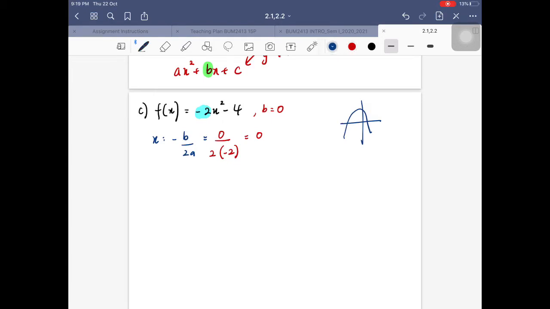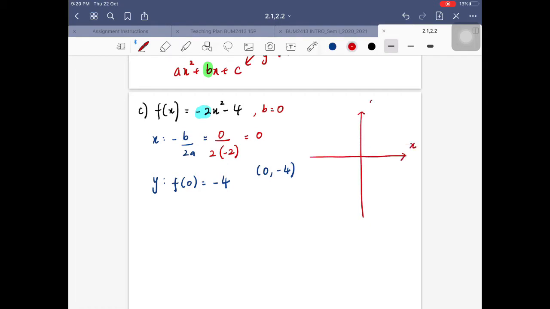And for the y coordinate, I'm going to have to find y, so that is going to be f of negative b over 2a, which is going to be f of 0 in this case, so it is going to be negative 4. Right, so the coordinate is going to be at 0, negative 4. So it's going to be our maximum value, and it's going to be our intercept as well.